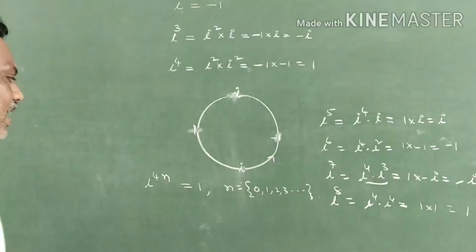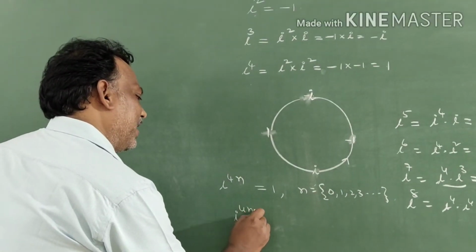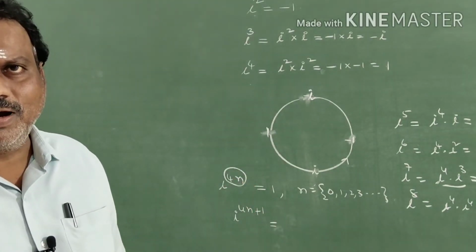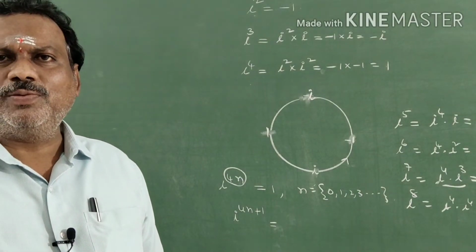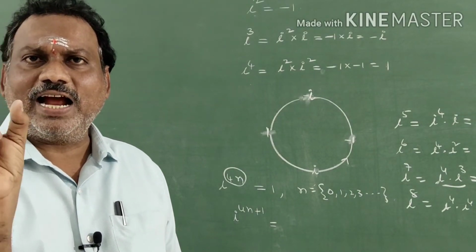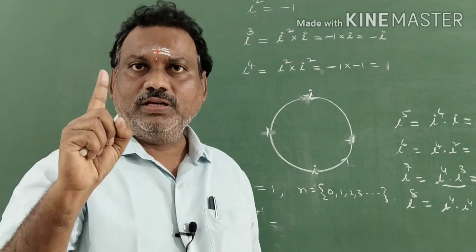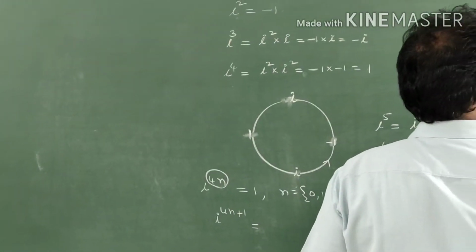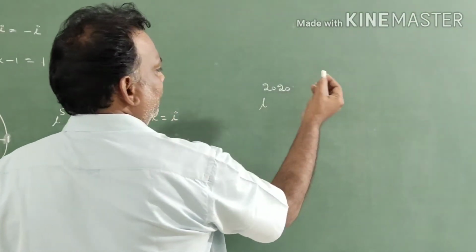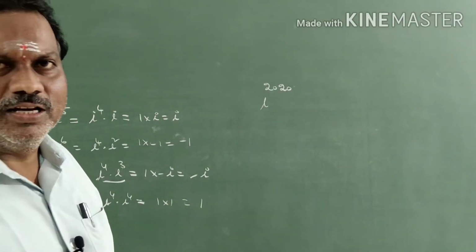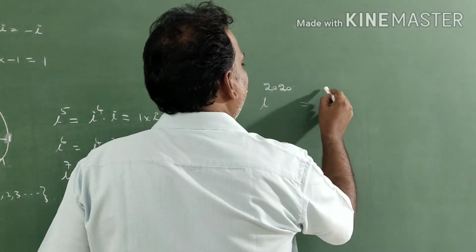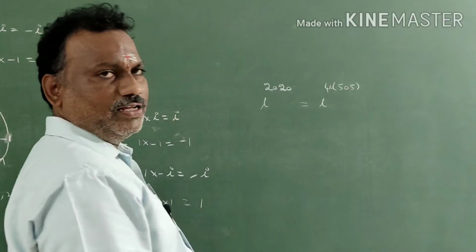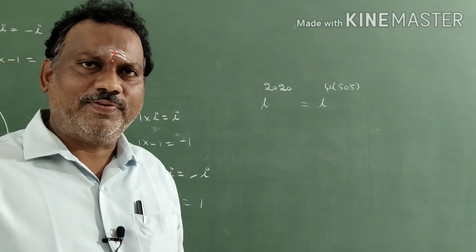Correct or not, right? Let me take i to the power of 4n. What does it mean? 4n means nothing but multiples of 4. If the power is a multiple of 4, meaning exactly divisible by 4, the answer will always be 1. For example, say the power here is i²⁰. It is exactly divisible by 4. How many times can I write 4? 4 fives are 20.